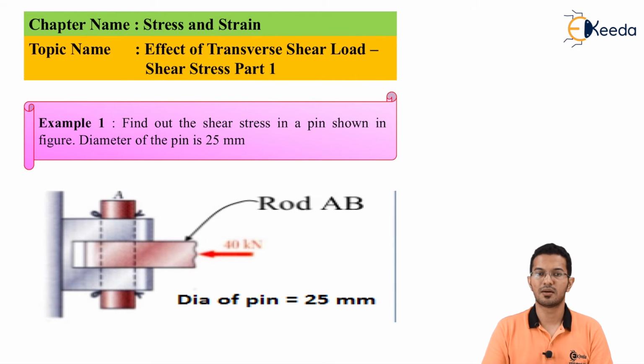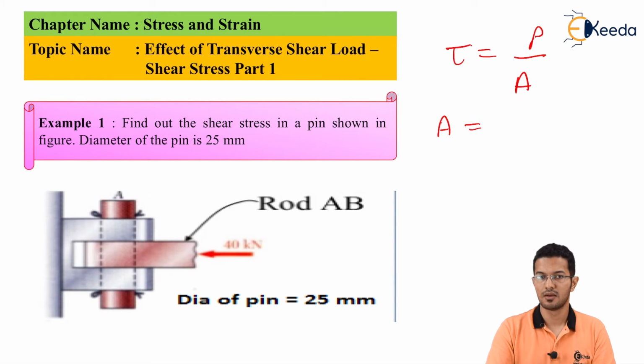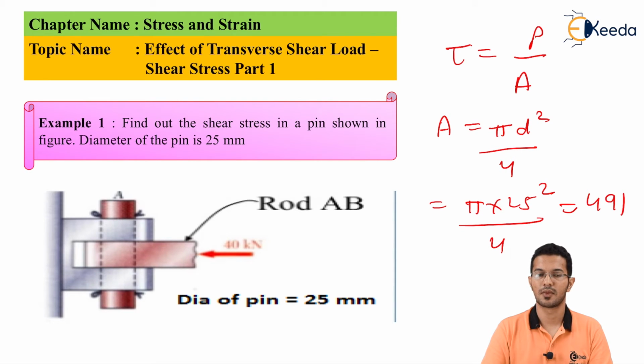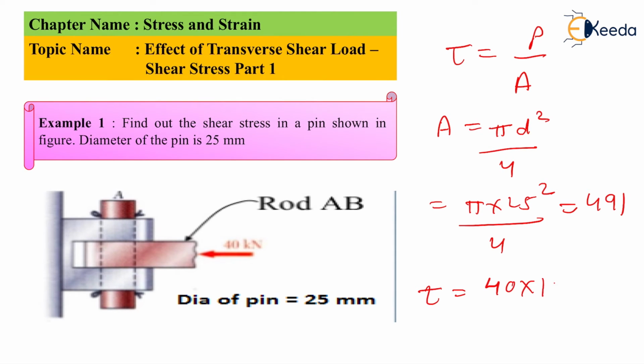Tau is equal to P upon A. We know that A is nothing but the pin area. First, we have to find out the area, where area is equal to pi d square upon 4, which is equal to pi into 25 square upon 4, which gives out the answer as 491. Now, if we go to the formula, tau is equal to 40 into 10 to the power 3 the whole upon 2 into 491, and the answer comes out to be 40.7 megapascal.